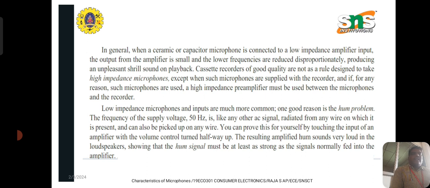So in order to avoid a low, weak sound, we use an amplifier between a microphone and the recorder, where the amplifier either increases or decreases the level of the input signal. If a low impedance microphone is used, this will produce a hum problem in a normal amplifier.